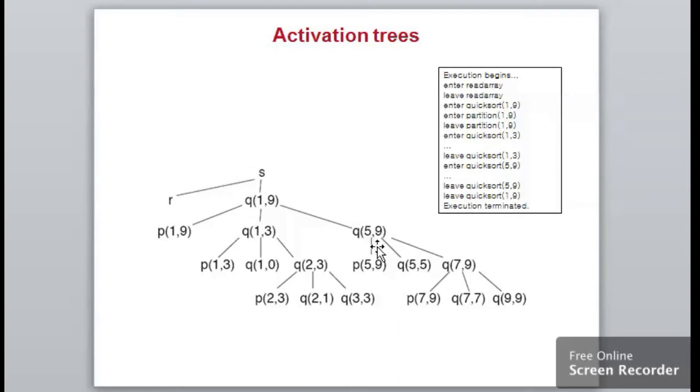Now this is how an activation tree is. The main program is invoking the read array, then it's going to return, that is leave the read array, then it's going to invoke the quicksort, and in the same manner continuing till the last.